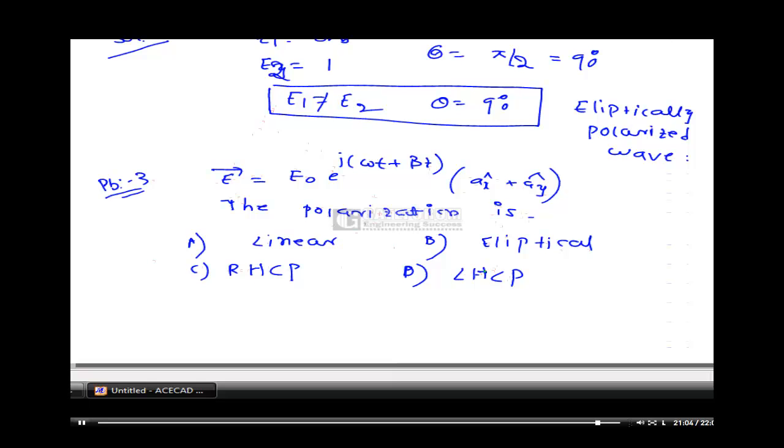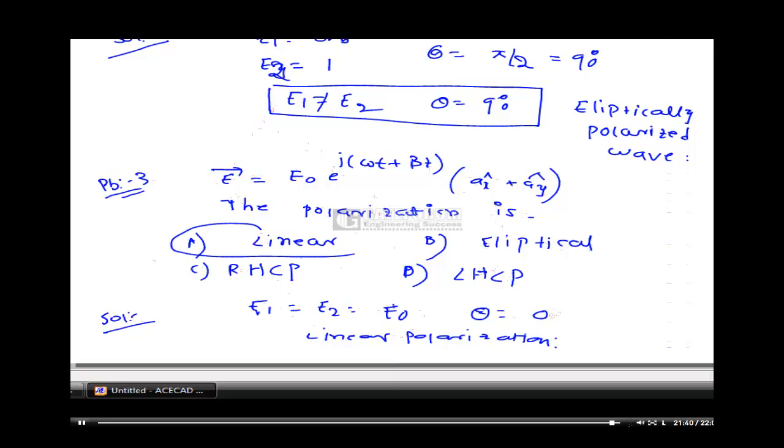So this is very simple. If you observe the amplitudes, the Ax component and Ay component amplitudes are both the same. E1 is equal to E2 is equal to E naught. What is the phase angle difference? There is no phase angle difference. Both are in phase, so theta is equal to 0. So E1 is equal to E2 and theta is equal to 0. What is the polarization? Simply we can say that it is a linear polarization. So option A is correct.